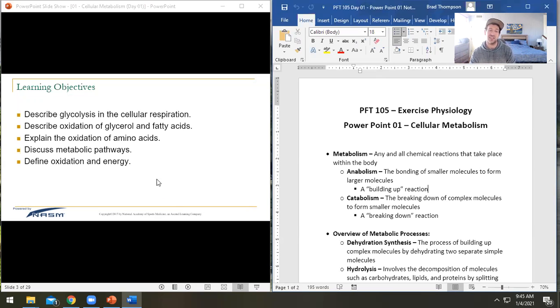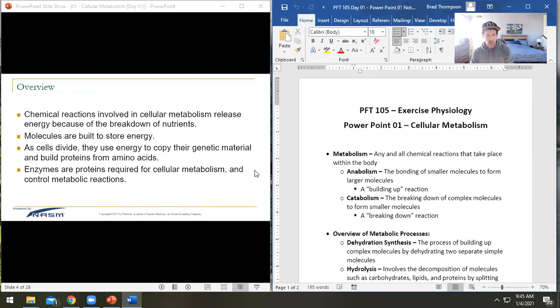And then finally, we'll talk about our metabolic pathways, how we produce energy in different scenarios. Are you jogging? Are you sprinting? Are you jumping? Those are three kind of different things. They require different types of energy. So we'll talk about how that works. So that is our objectives for today. Give you a little general overview here.